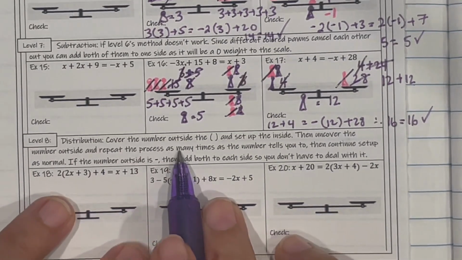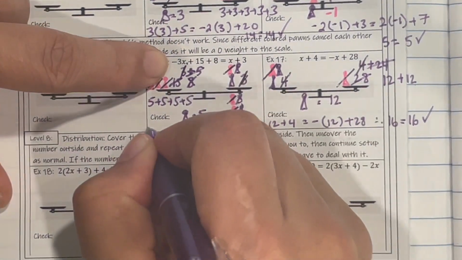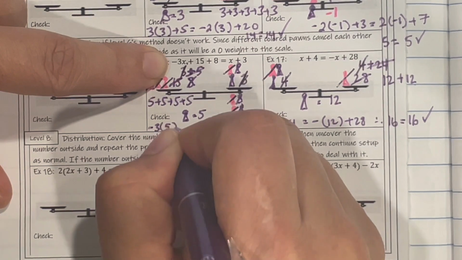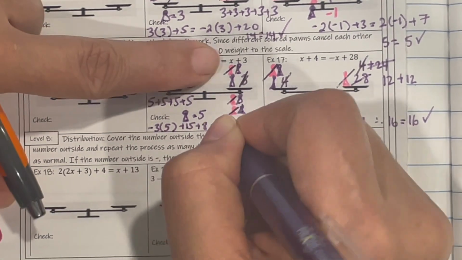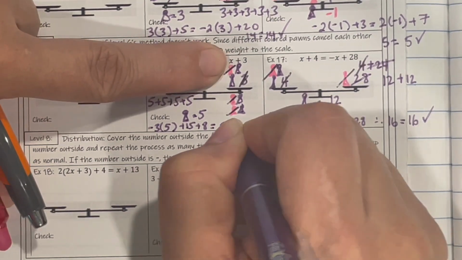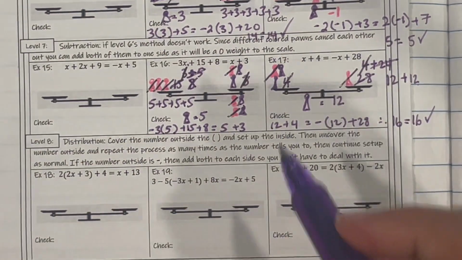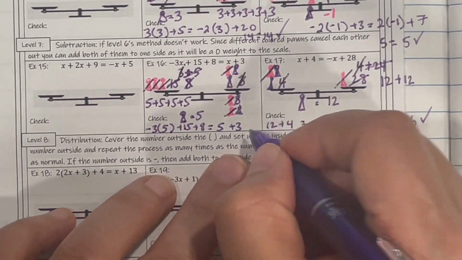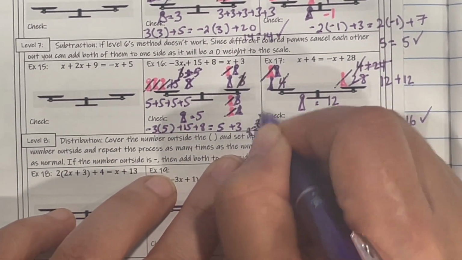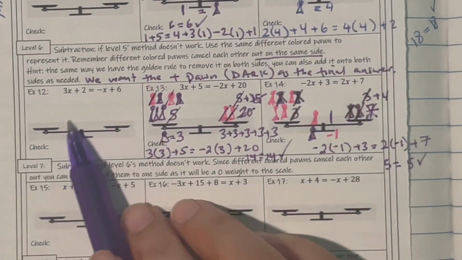All right, now let's go ahead and check that. So we have negative 3 times a pawn, which is 5, plus 15, plus 8, equals 5 times a pawn, plus 3. Put that right in the calculator, and you're going to get negative 15 plus 15 is 0, 8. So 8 is equal to 8. That is correct. All right, so go ahead and practice this.